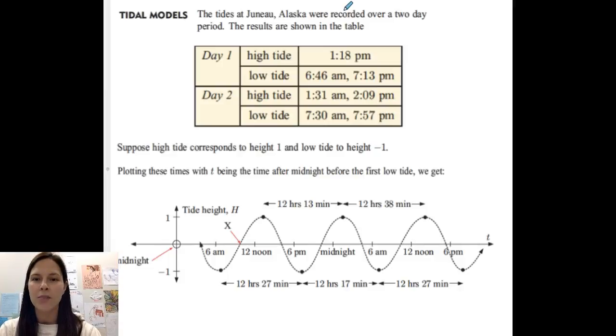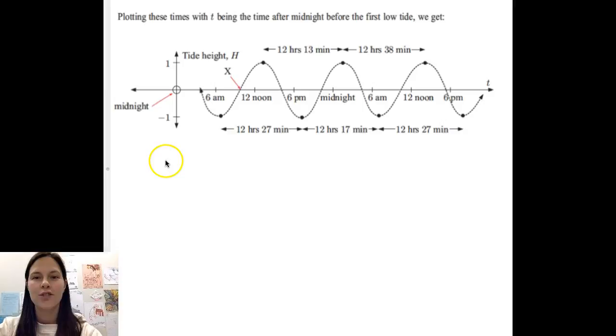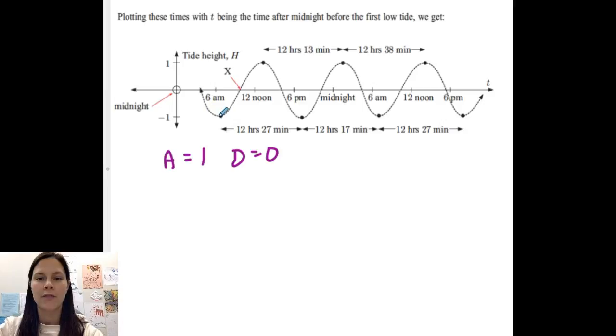We plotted those on the graph, and we're just assuming high tide corresponds to 1 and low tide corresponds to -1. That makes our job a little bit easier, and we just put it right on the x-axis, which makes our job even easier. So A is 1 and D is 0. We have no vertical shift, and our amplitude is 1. Jotting down those A and D values. Amplitude was 1. Principal axis is on the x-axis based on the way we graphed it, so we have a D value of 0.